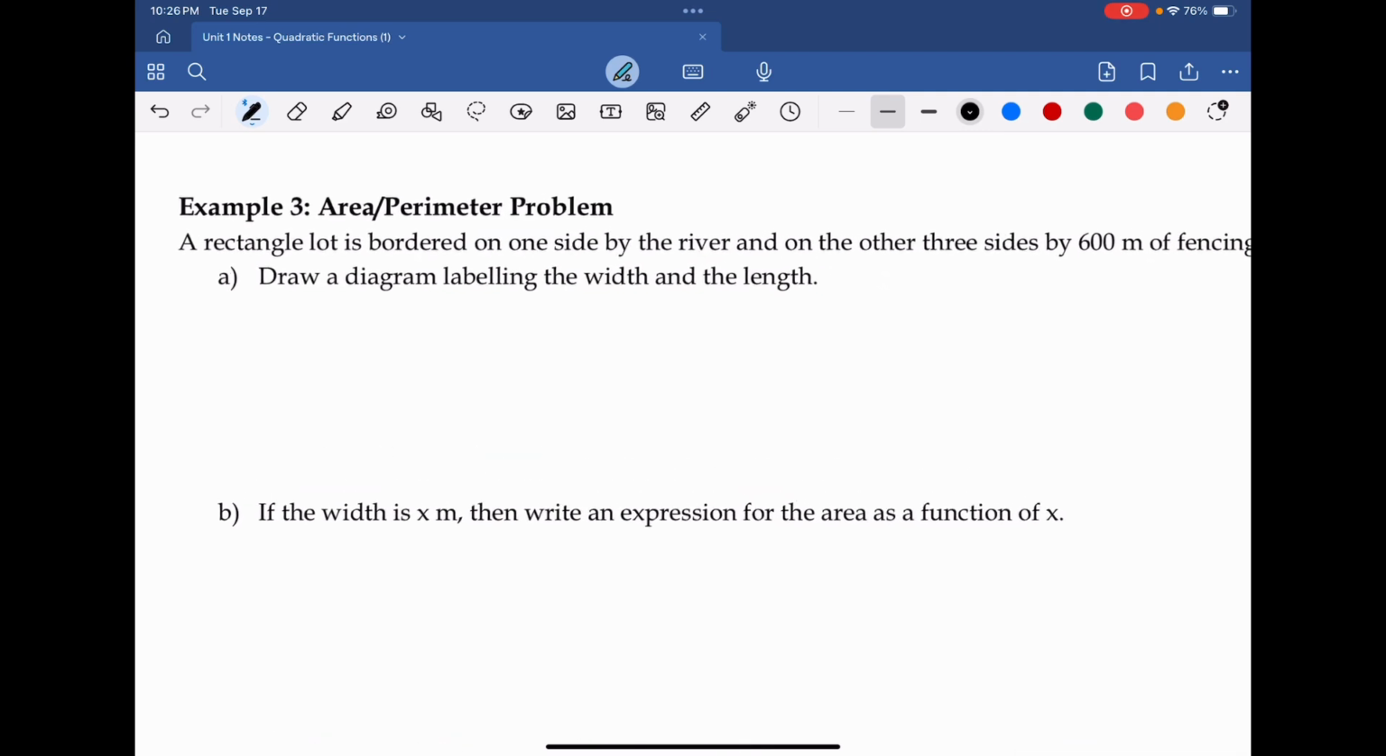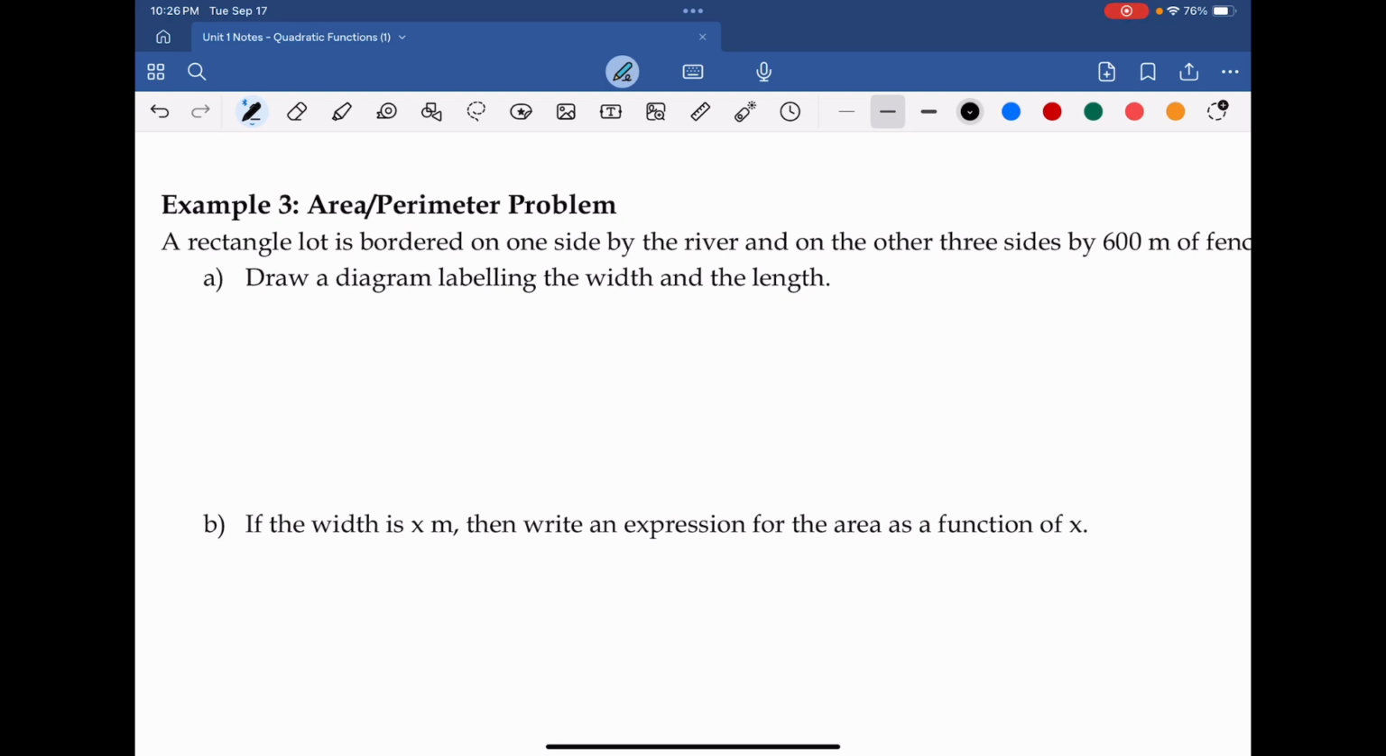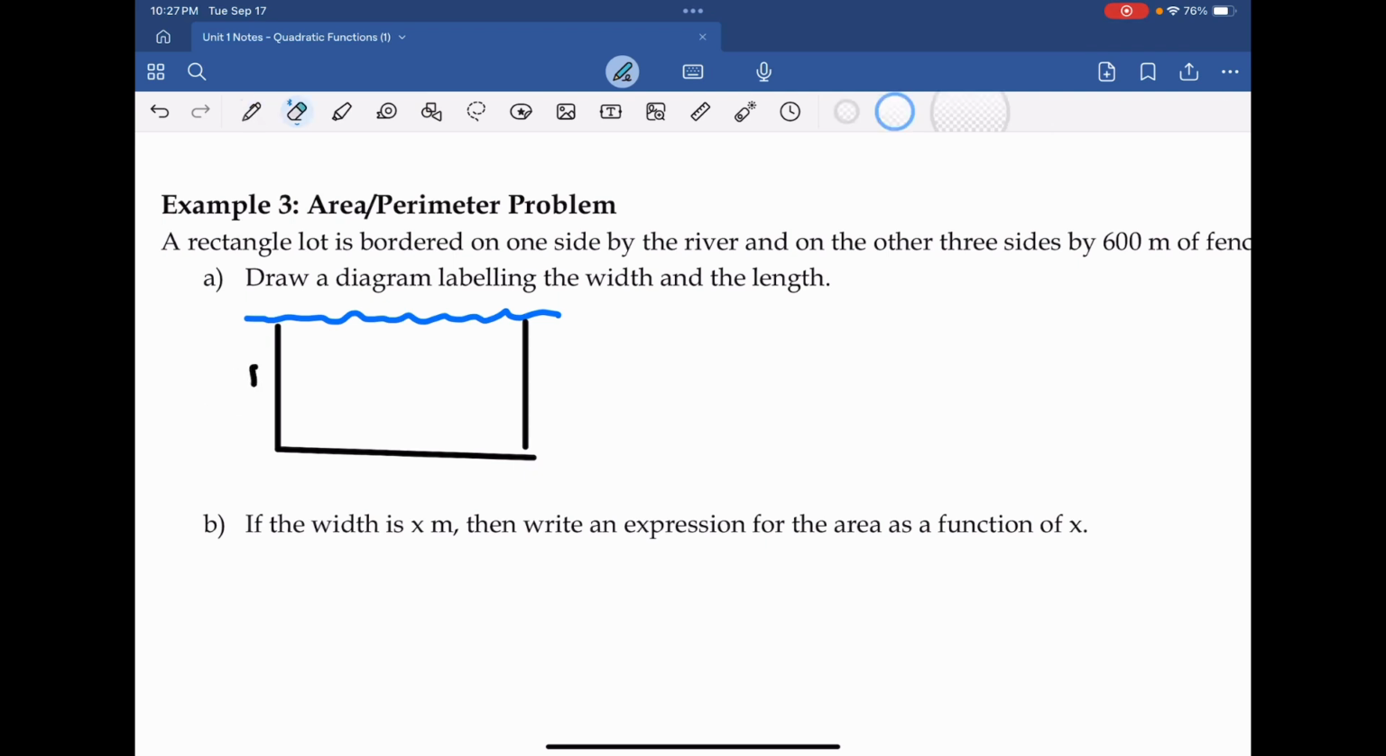Okay, let's draw a diagram of what's happening here. A rectangular lot is bordered by one side where it's a river, and the other three sides have 600 meters of fencing to box it in. So the rough sketch would look like the following. Here is the river on the one side, and then on the other three sides, we're going to have some sort of width, some sort of length, some sort of width. I'm going to make that a touch neater here. Here's our width, here's our length, and here's our width.